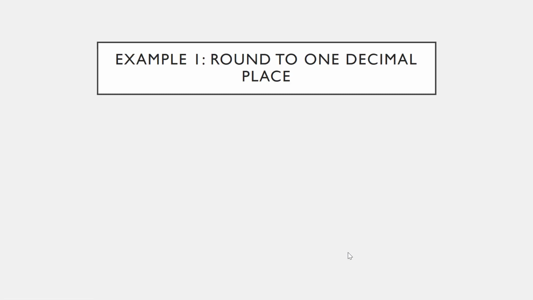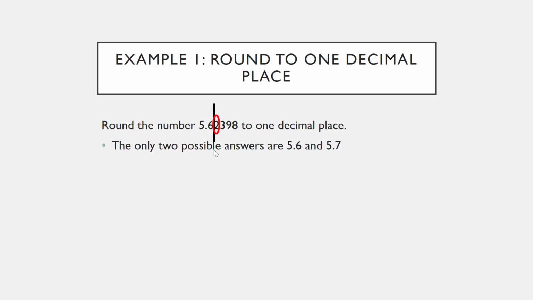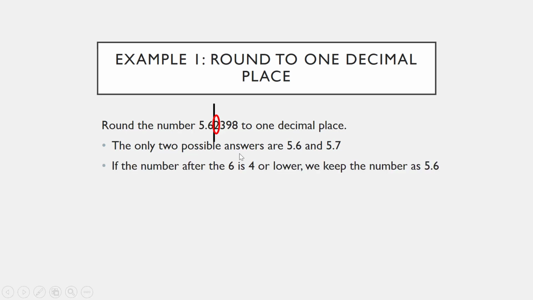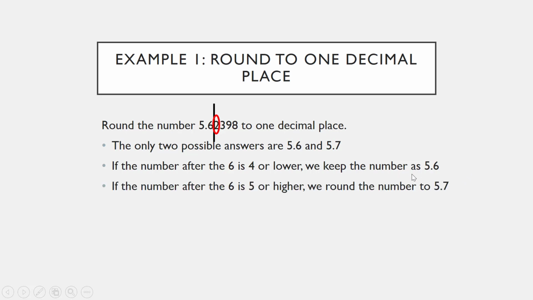Example 1, rounding to 1 decimal place. Round the number 5.62398 to 1 decimal place. To do this, we are going to be cutting the number right here. And the only number we care about to make this decision is the number to the right of that line, which is a 2. So in this answer, the only 2 possible valid answers are a 5.6 or 5.7. If the number after the 6 is a 4 or lower, then we are rounding to 5.6. In other words, we keep the 6, we don't change it. If the number after the 6 is 5 or higher, we would round the 6 up to a 7.